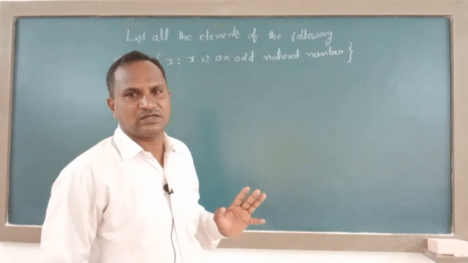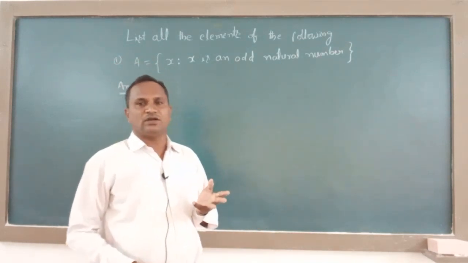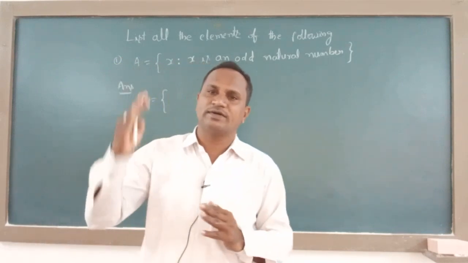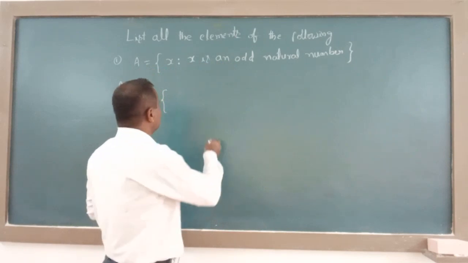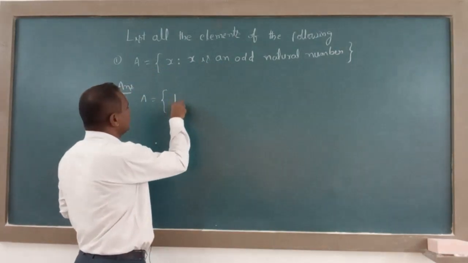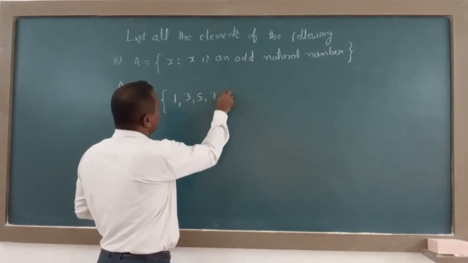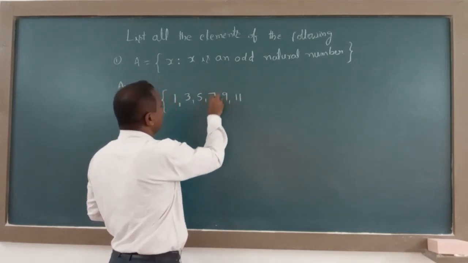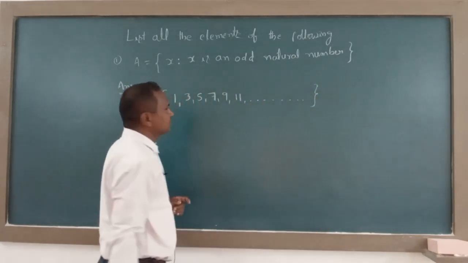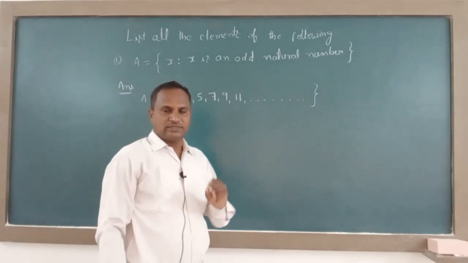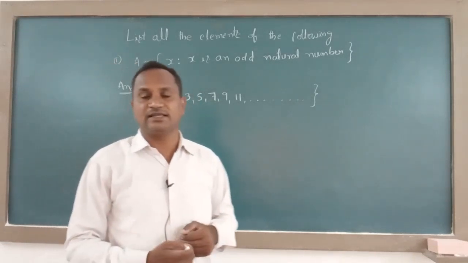Odd natural numbers start from 1 only. Generally, the set of all natural numbers starts from 1 onwards. In this set, the odd natural numbers you are seeing here are 1, 3, 5, 7, 9, 11, and so on like this. That is the answer for this question. They just want odd natural numbers, but how many, they did not mention here.